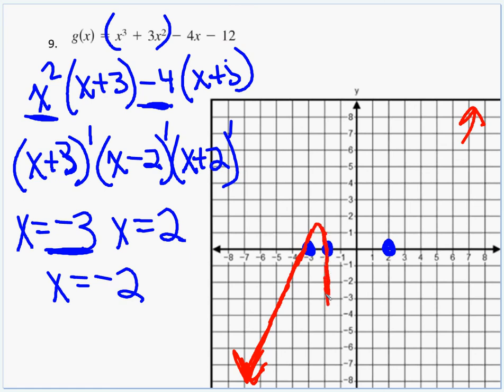So there's our graph. Again, it's just a sketch. It's not perfect, but the important stuff is there: the end behavior and the intercepts. Long division.